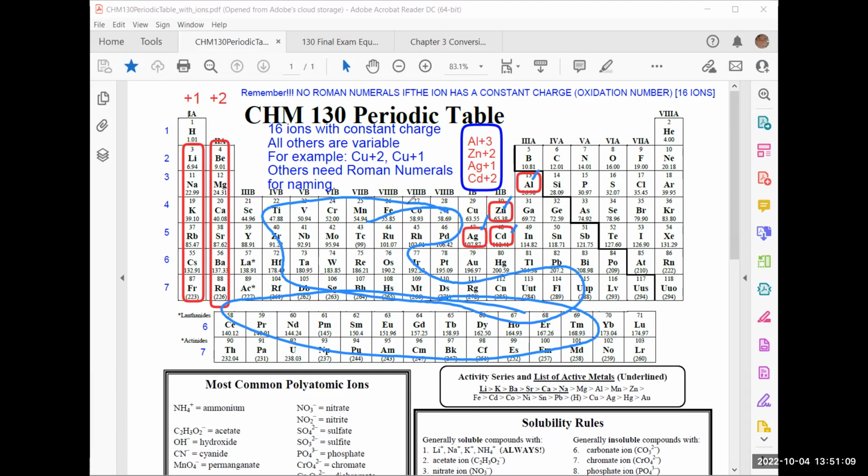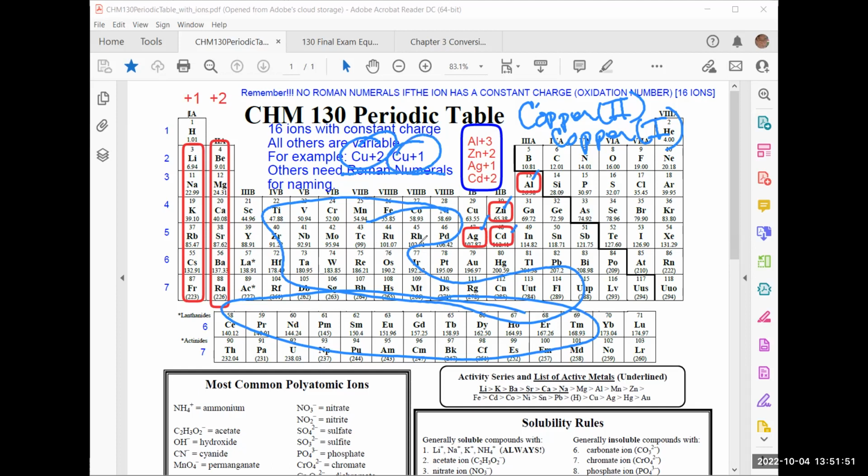So what we do for those other ones that have a variable oxidation number, we use Roman numerals to describe them when we write their name out. So copper 2 could be written out as copper, parentheses, Roman numeral 2. Okay. And that tells us that we're talking about copper +2. Or it could be written out as copper, parentheses, Roman numeral 1. Okay, that means we're dealing with copper +1.